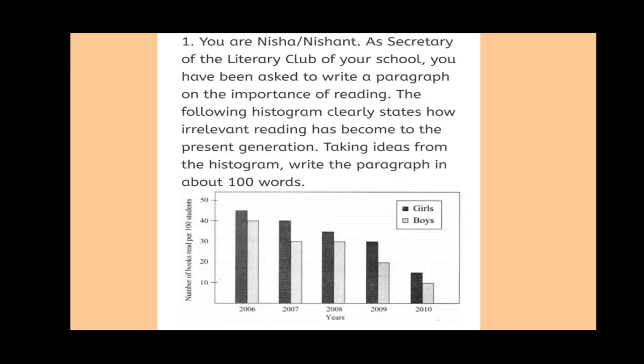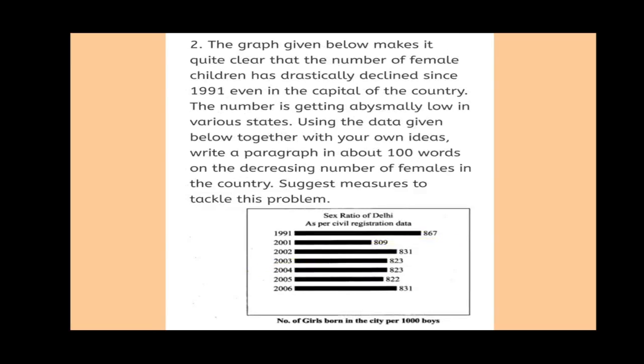The next is on the importance of reading. You have to write, and this is given as number of books read per 100 students. So the number of books is given, and on the x-axis the year is given. The next question is the sex ratio of Delhi as per civil registration data. So you have to analyze this.